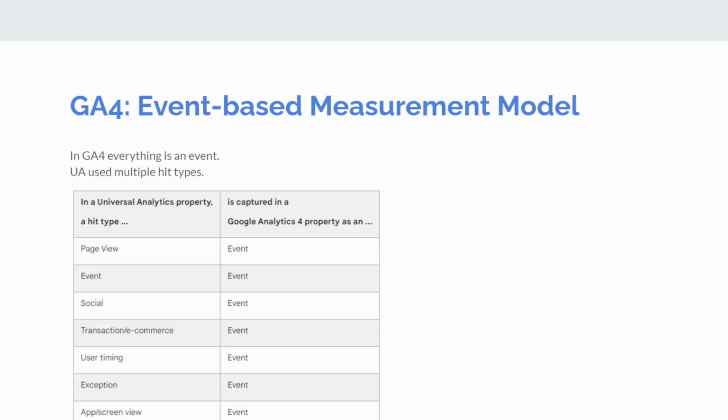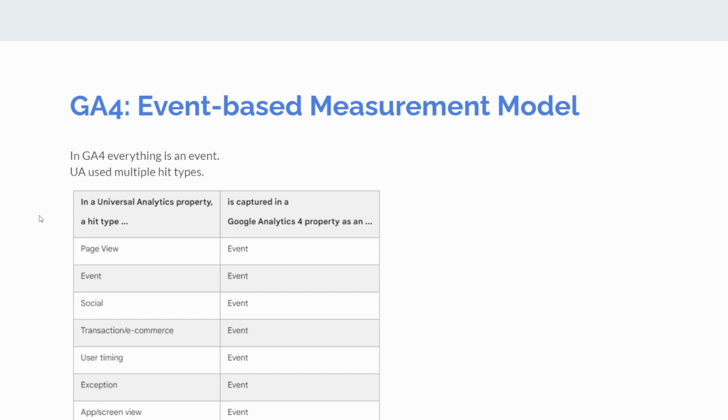A big change between Universal Analytics and GA4 is that Universal Analytics was pretty much a hit-based measurement model where there were multiple different types of hits that were sent into Google Analytics and processed and turned into reports, whereas everything in GA4 is an event. It's kind of important to get your head around that, and we'll do a deeper dive on that soon.